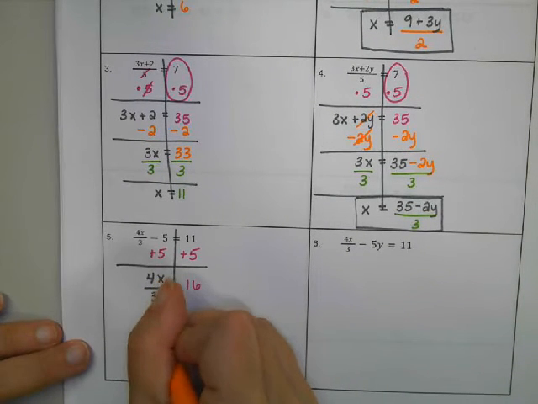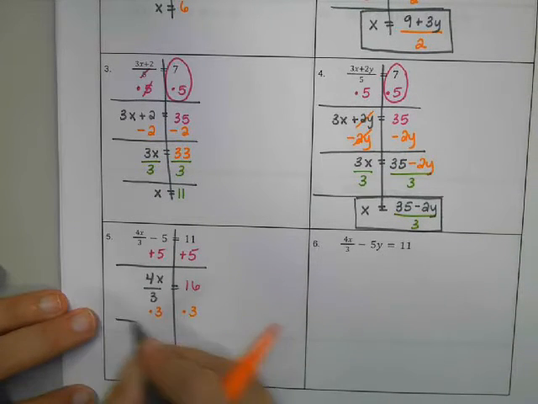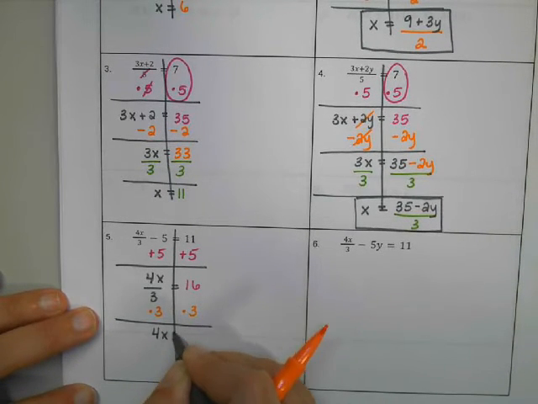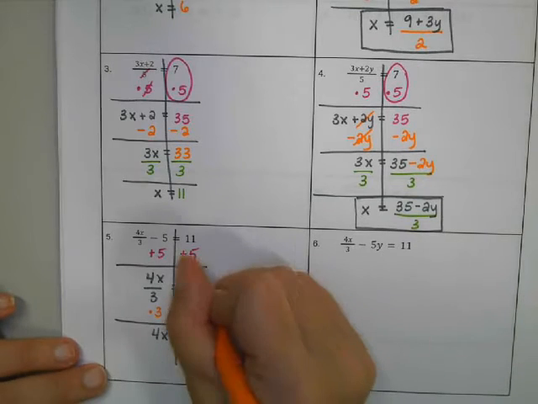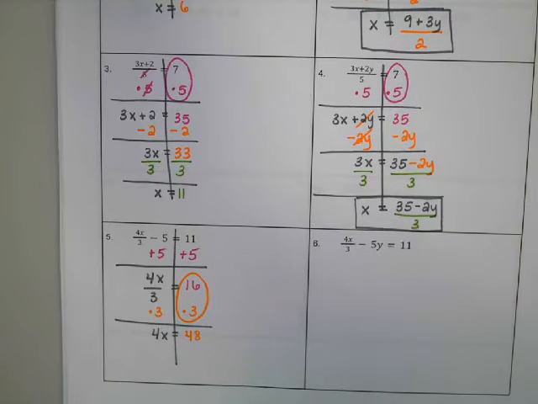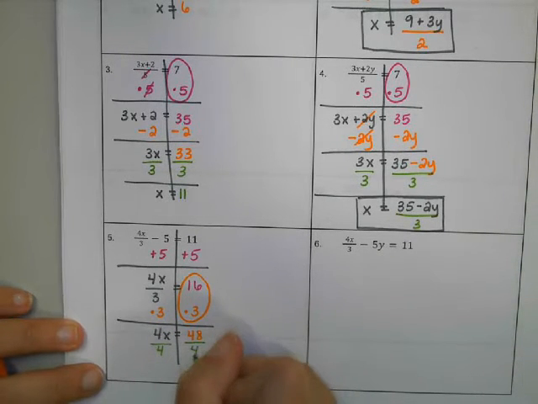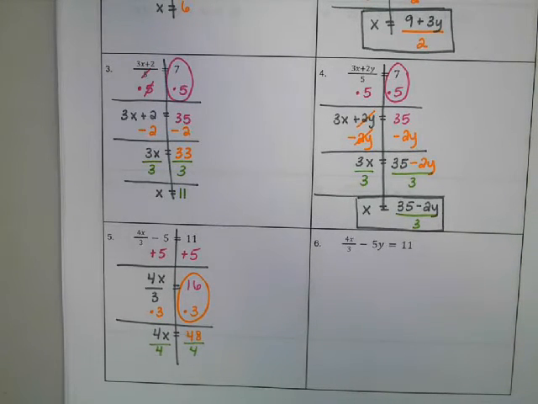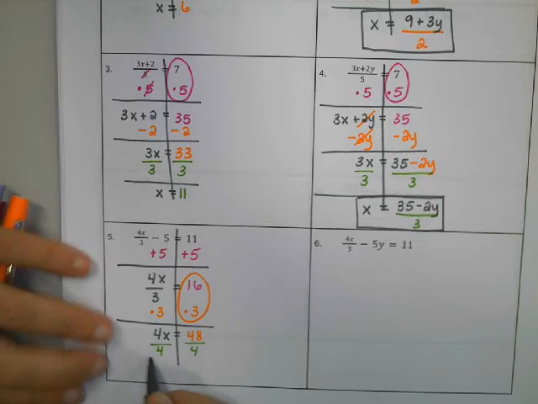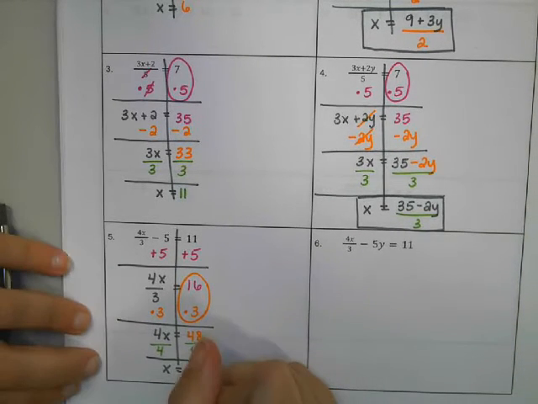When you multiply by 3 on both sides, you're going to get 4x equals 16 times 3, which is 48. Last but not least, you're going to go ahead and divide by 4. And when you divide by 4, you get x equals 48 divided by 4, which is 12.